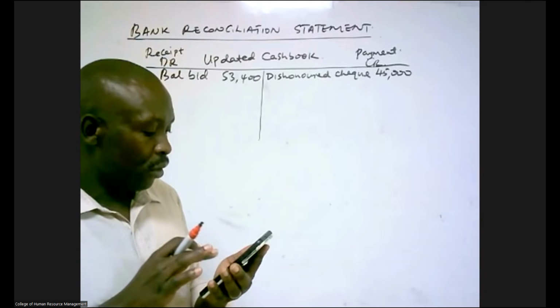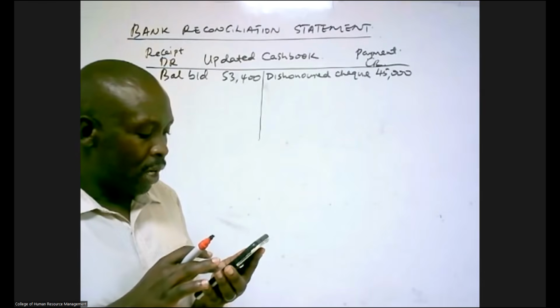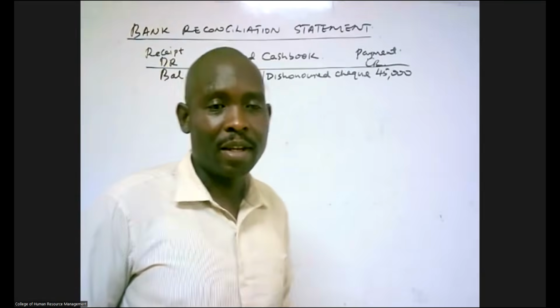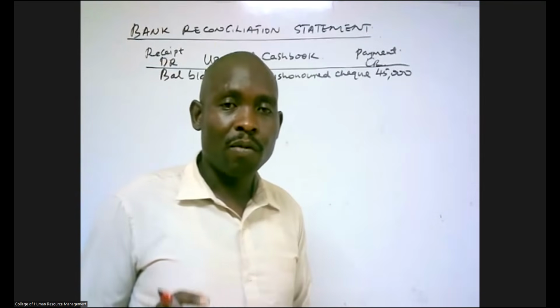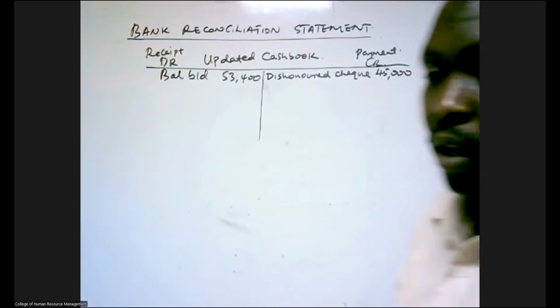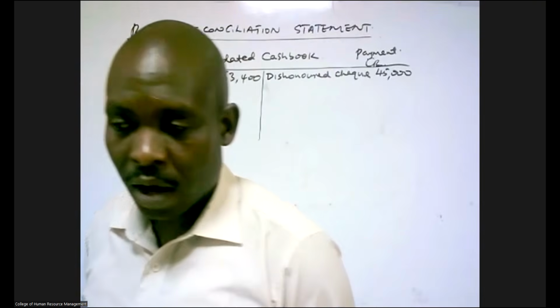Two, the firm had issued checks to suppliers of 280,000, but only checks of 154,000 had been presented. We issued checks of 280,000, but those that have been presented are only 154,000.